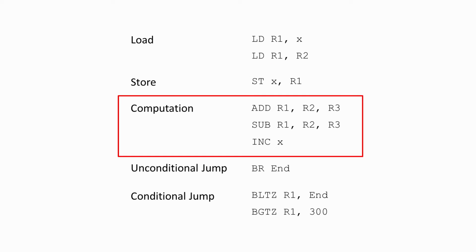Instructions that perform calculations include add, subtract, and increment commands. The add instruction here adds the contents of registers R2 and R3 together and places the result into register R1. The subtract instruction takes the value in register R2, subtracts the value in register R3 and puts the result into register R1. The increment instruction adds 1 to memory location X and puts the result back into X.